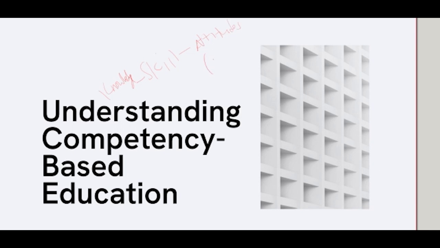So these attitudes could be personal, they could be psychosocial, that is psychological or socially influenced, and other societal experiences. So we dive into details to understand what competence-based education could be.